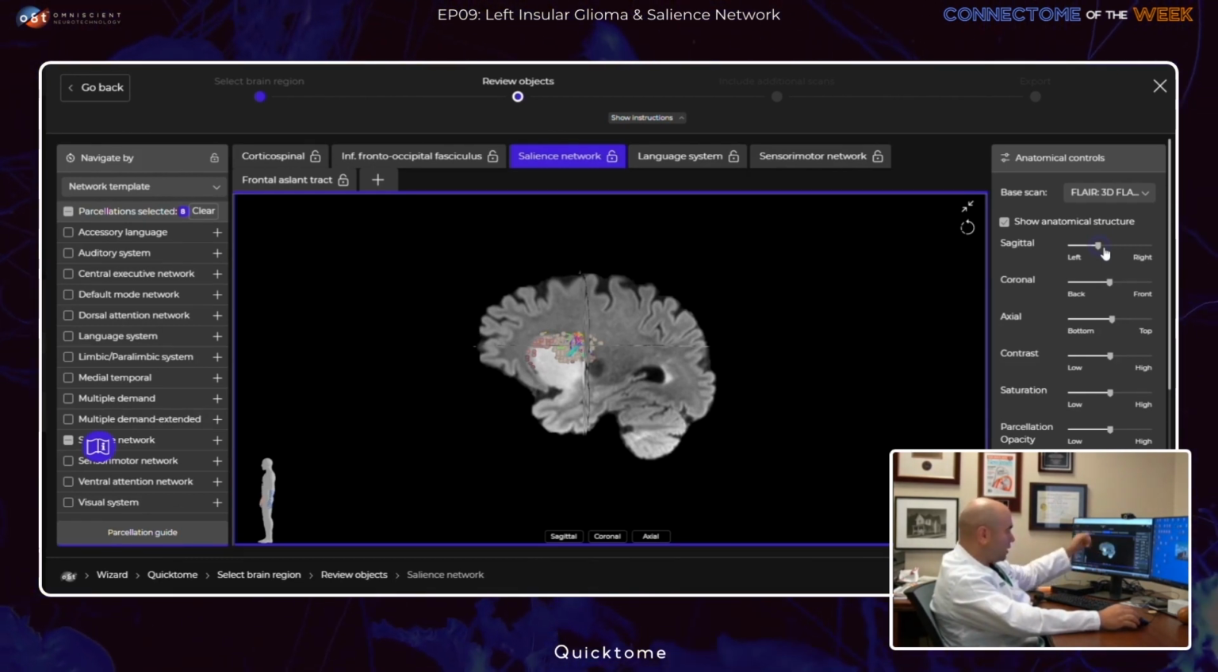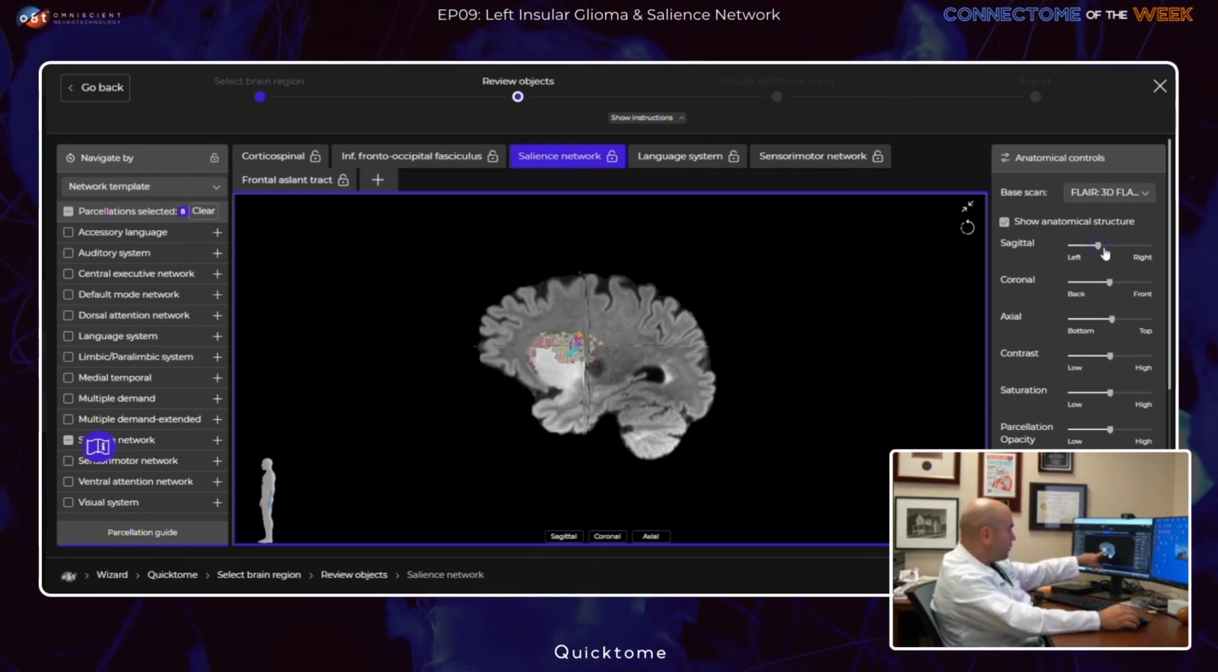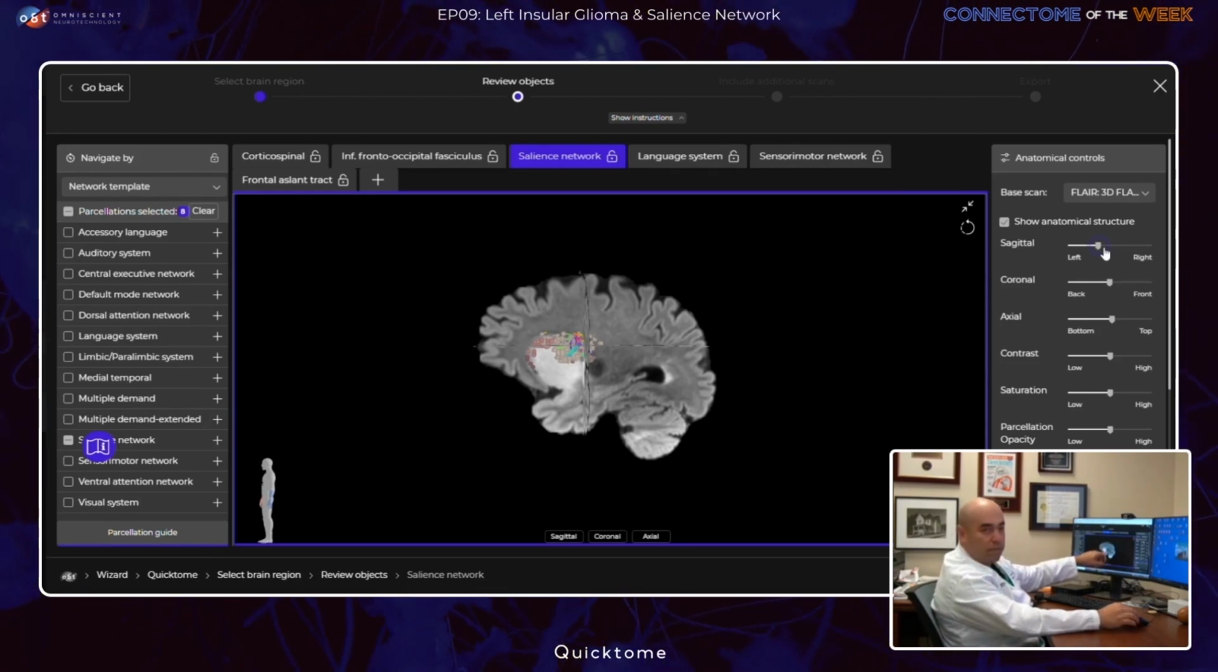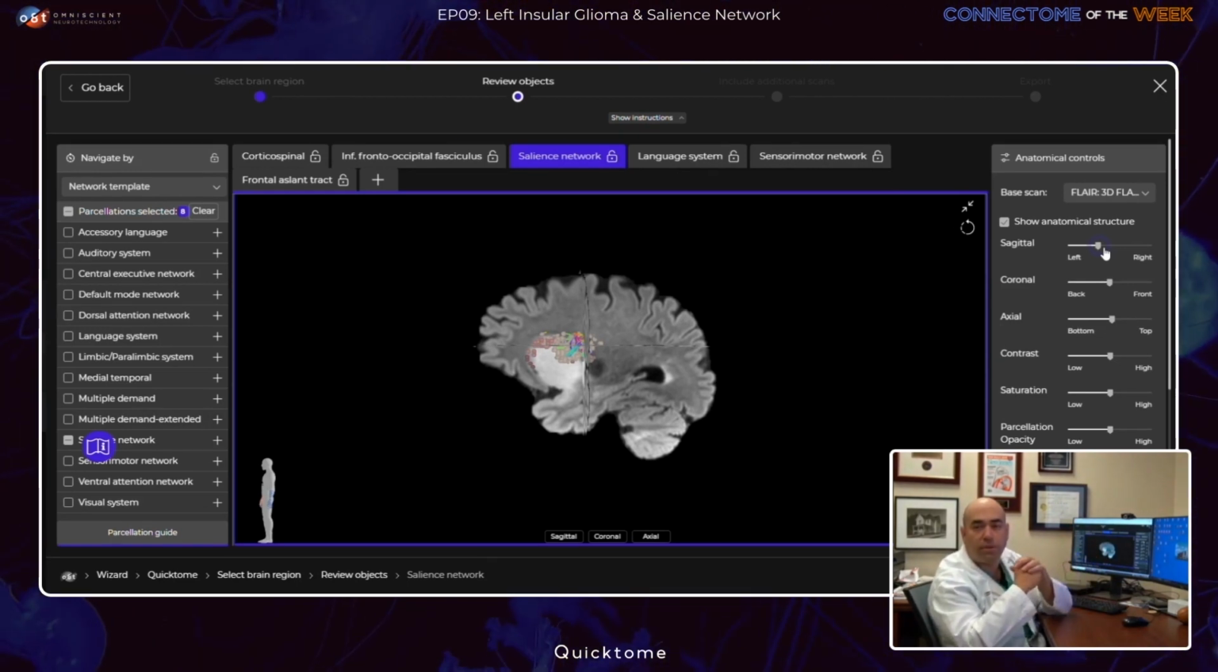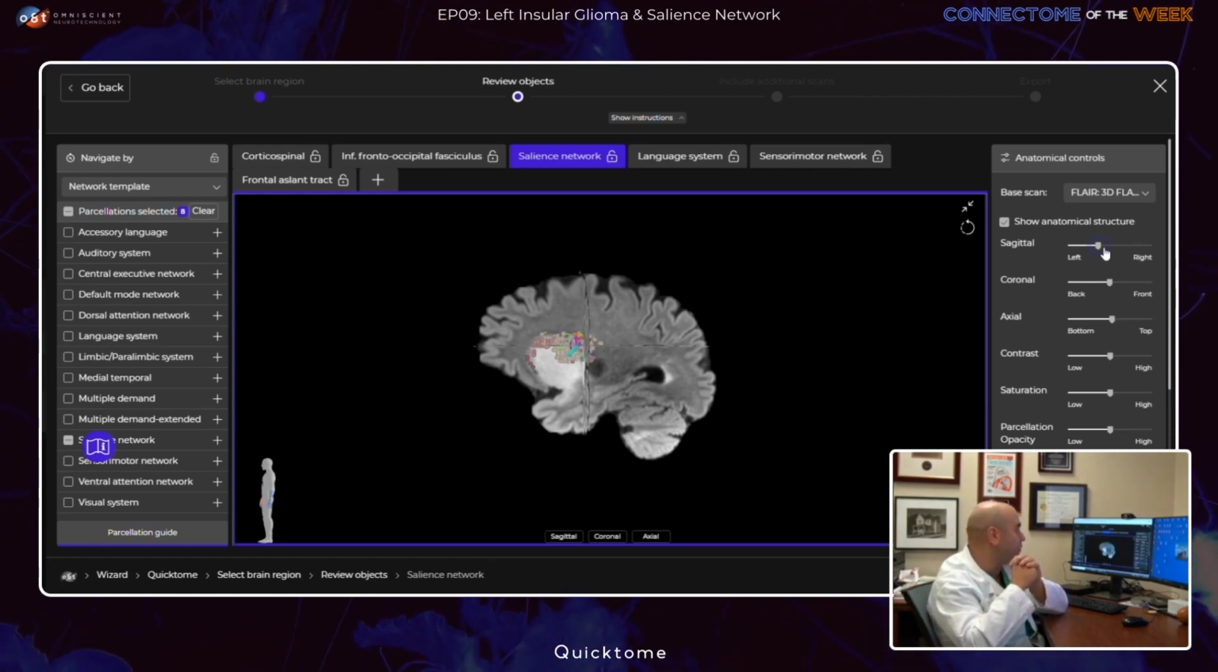You could also see in some of the other projections that I was just scrolling through a little bit of temporal extension of the mass, so it's not squarely in the insula as I just described.